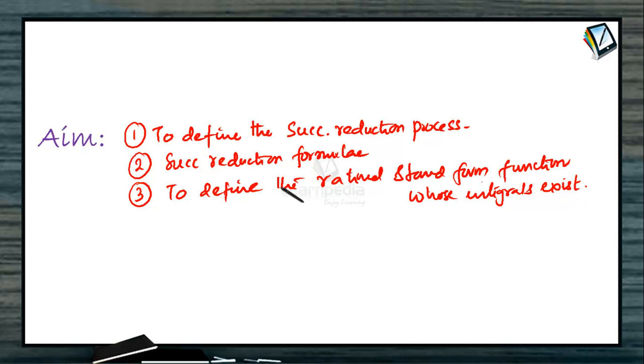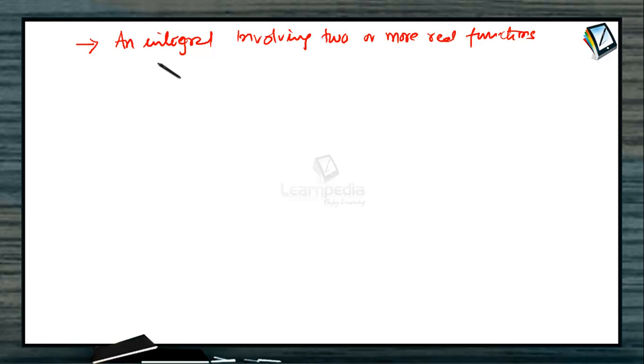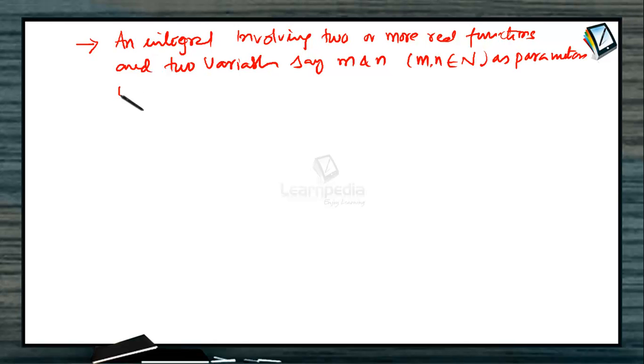First of all, let us go to the theory part related to the successive reduction. Here, evaluation of various forms of integrals by use of successive reduction formulae. Why do you need the successive reduction? When an integral involves two or more real functions and two variables, say m and n, let us take natural numbers as parameters, which is denoted by, say, I_mn or I_nm.